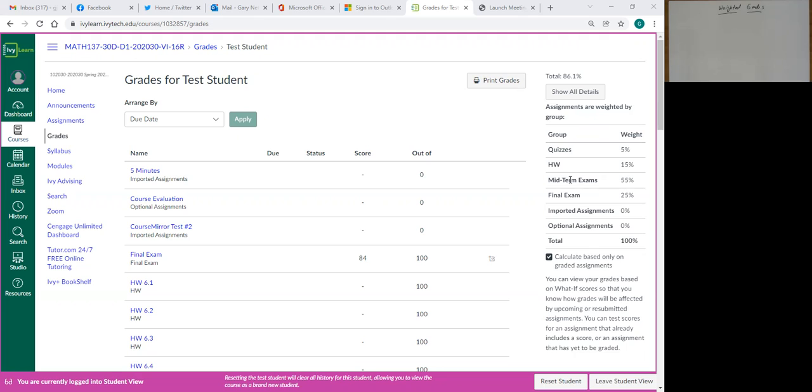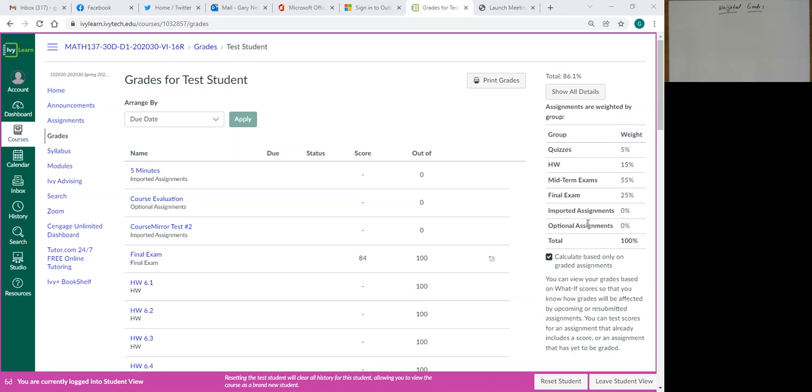Midterm exams, usually in most math classes, you have 3 or 4 midterm exams or tests. And it turns out in this class, they're going to count for 55% of your grade, which means, if you think about it, midterm exams have the most impact on your grade. Over half your grade is going to be determined by the scores on your midterm exams. Now, as you keep going, the last thing we're going to look at is final exams, and it says 25% of your grade will be determined by the final exam.